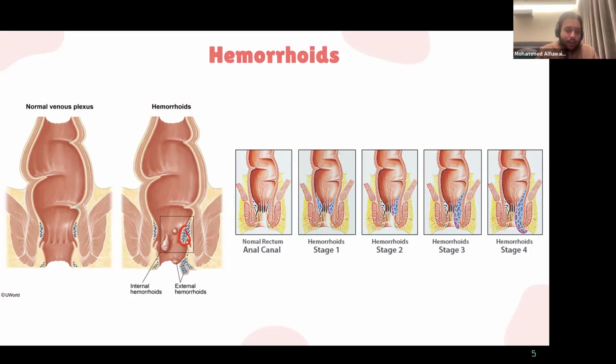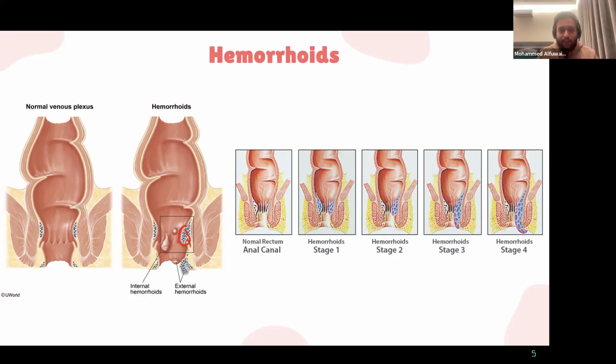Less straining when you use the bathroom and so on. The office-based procedures such as banding, photocoagulation, cryotherapy, and so on, you do it for internal hemorrhoids. It's first line for grade 3, and if grade 1 and grade 2 failed lifestyle modification and conservative management, you do it. You don't do it for external.